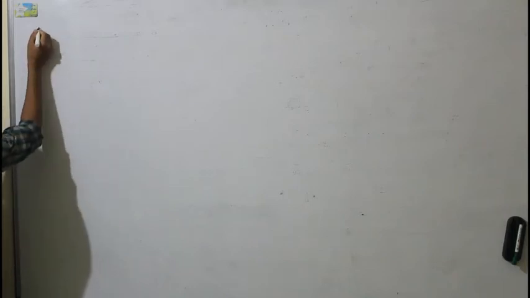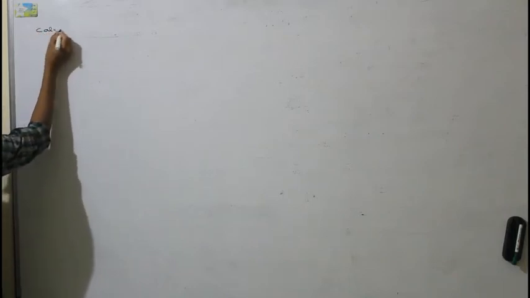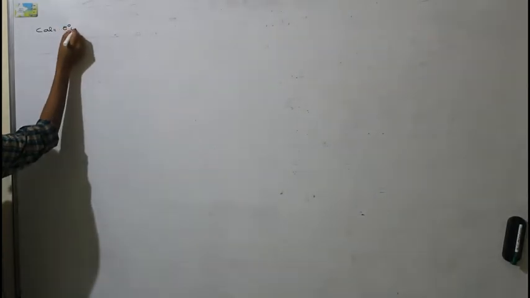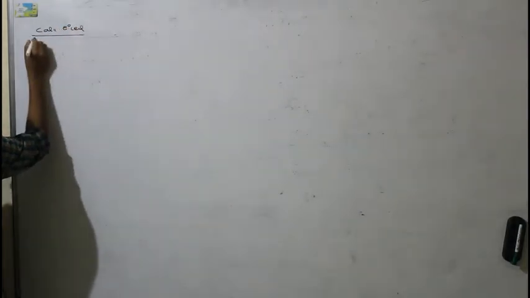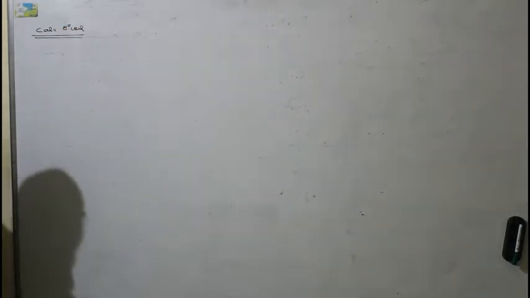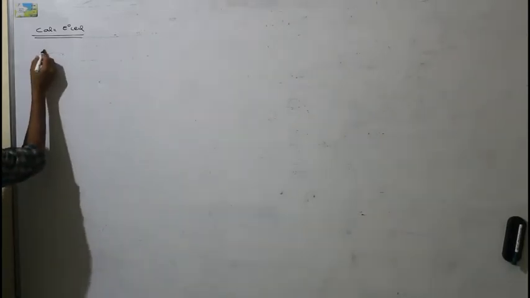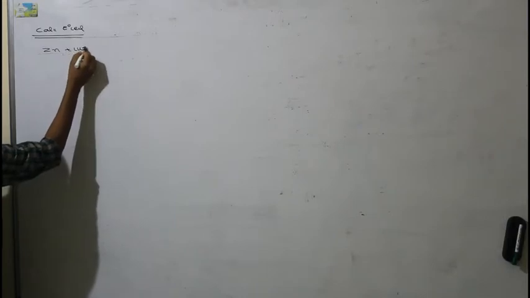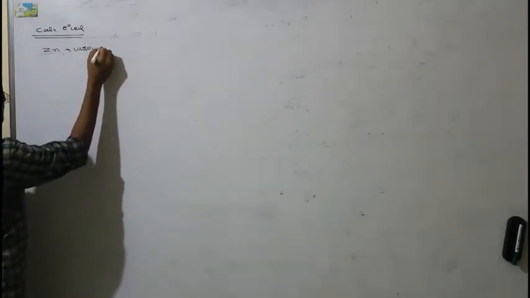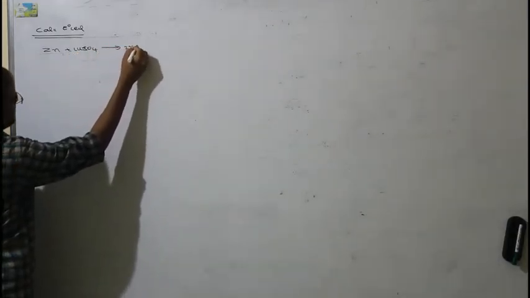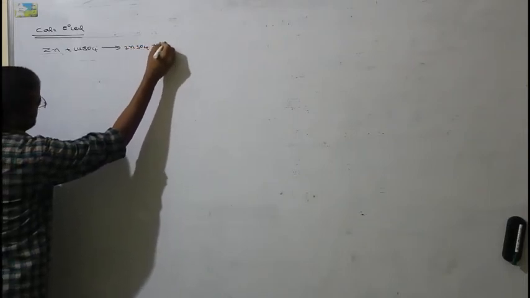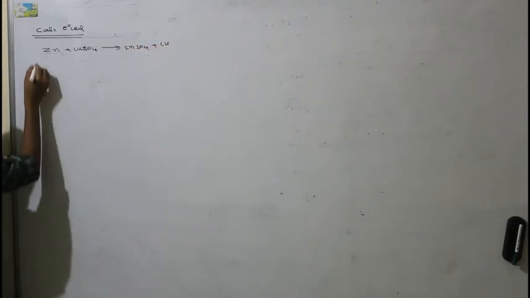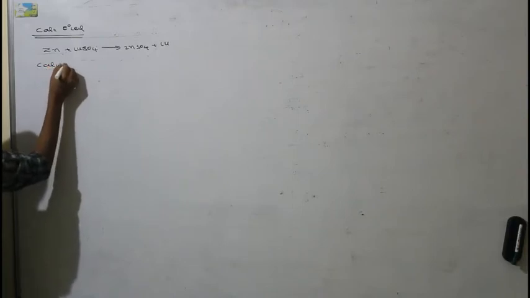E naught cell. Calculation of E naught cell. On reaction I give that Zn plus CuSO4 gives ZnSO4 plus Cu. Calculate E naught cell.